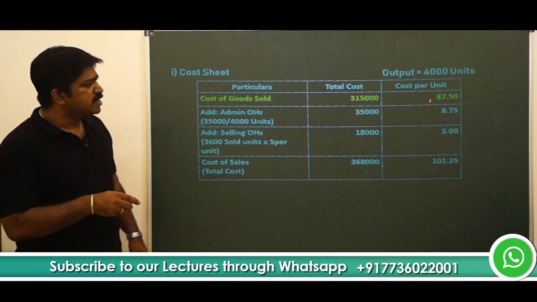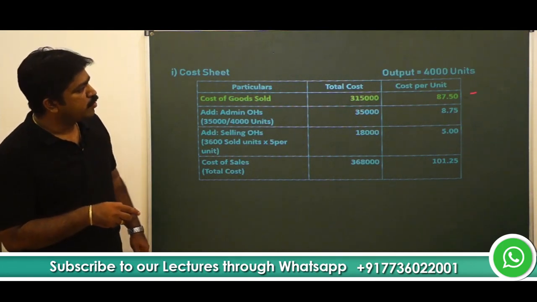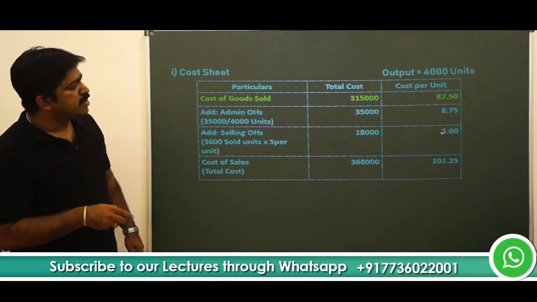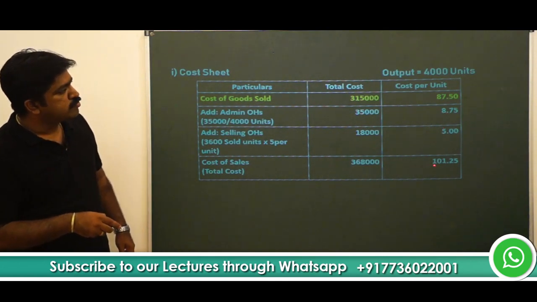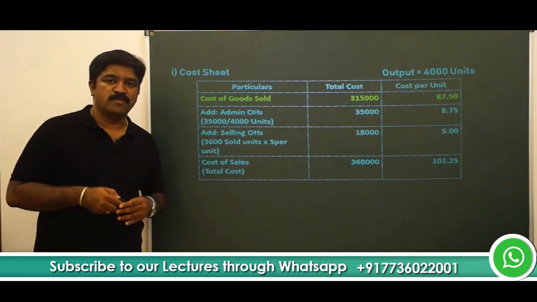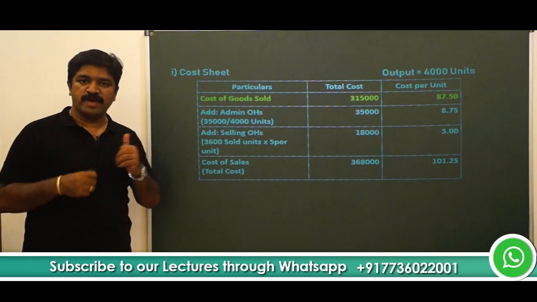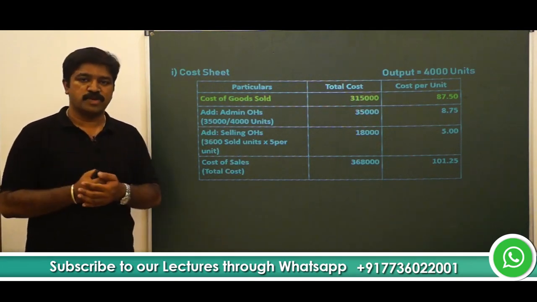And with this 87.5, you add these two items. 87.5, here you have 8.75 and 5. So you get your cost of sales per unit as 101.25. So this is with regard to cost of sales. So we have answered our question 1, that is the preparation of cost sheet.